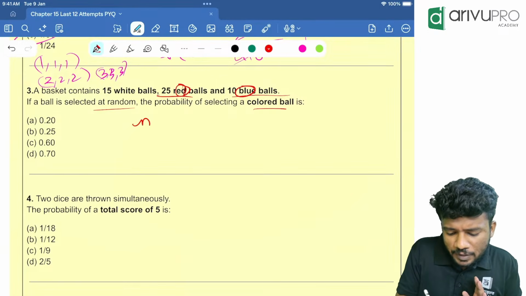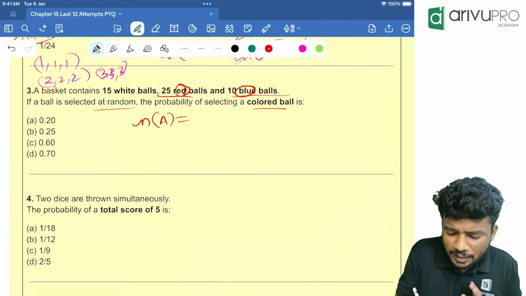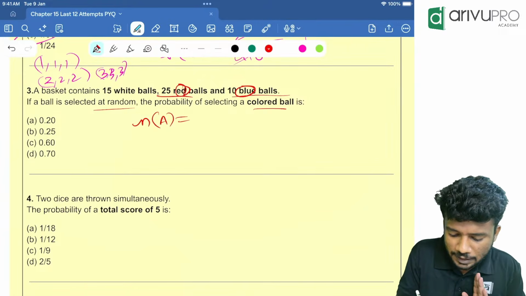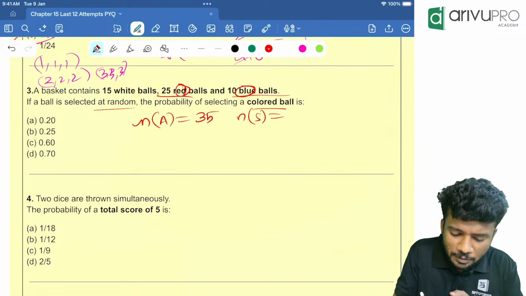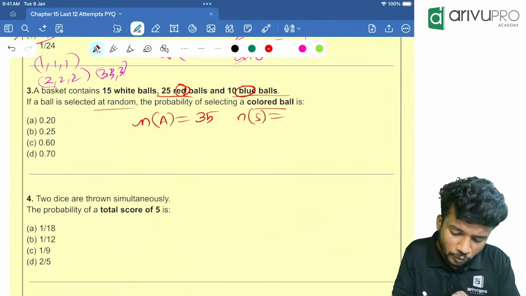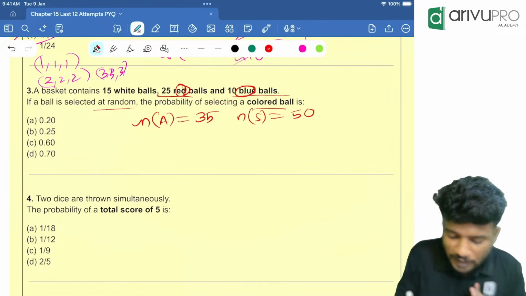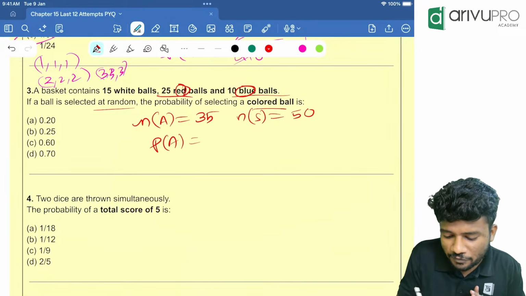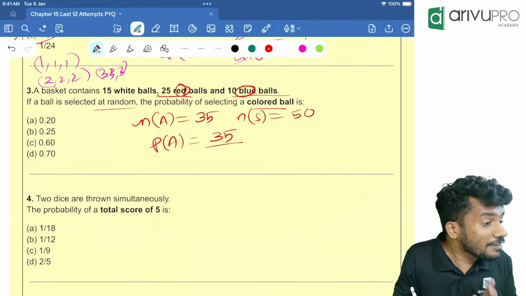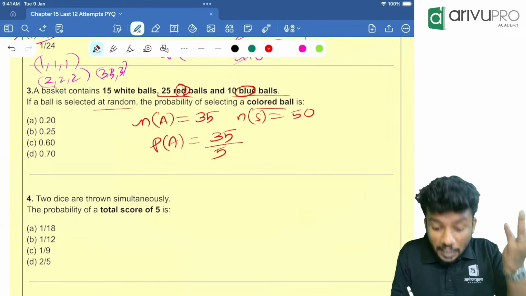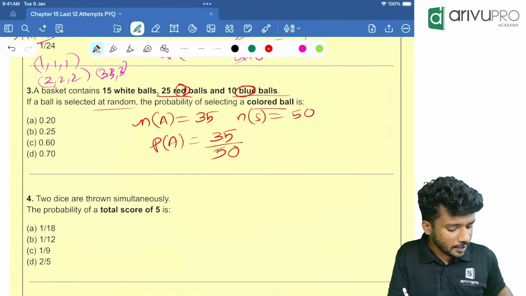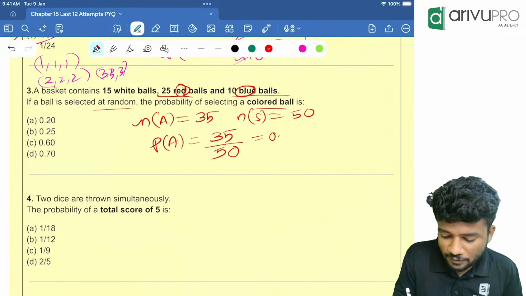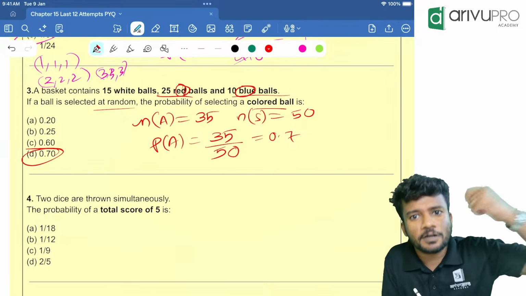That means N of A is 25 plus 10, that is 35. N of S is the total, 15 plus 25 plus 10, that is 40 plus 10, which is equal to 50. You tell me what is P of A? P of A is nothing but 35 divided by 50. So 35 by 50 is how much? Take your calculator, divide it. Then you will get 0.7. Option D is your right answer.